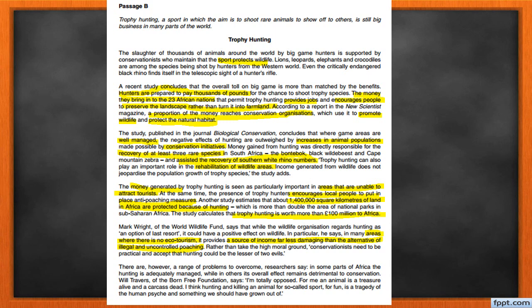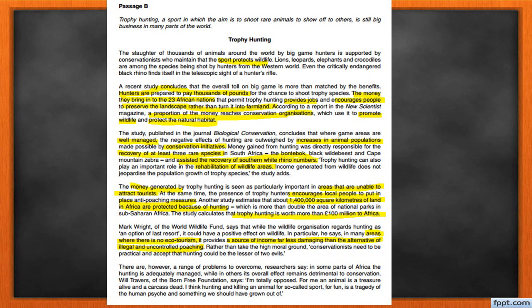It also says a proportion of that money reaches conservation organisations. That's got to be a benefit. And what do those conservation organisations do? They promote wildlife, they protect the natural habitat. So we're starting to get quite a good range of points here. Next paragraph then, again, the first paragraph doesn't give us too much information. I might hone in on the fact that it says that they've got to be well managed, but the key fact here, it increases in animal populations. And that's due to conservation initiatives. So those key things I'm going to be picking out.